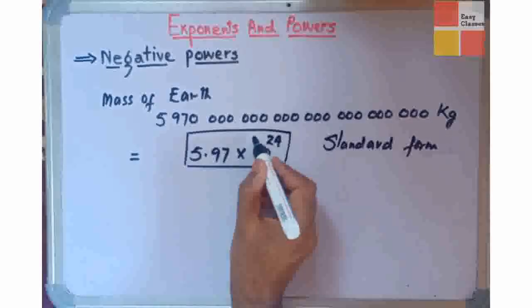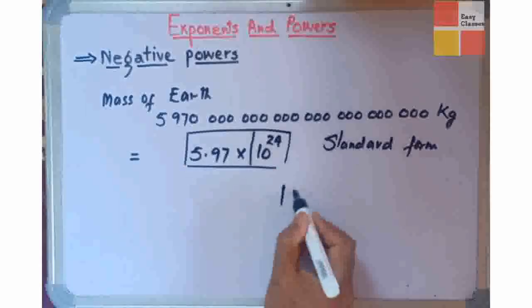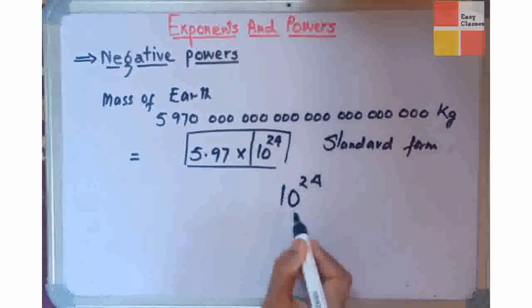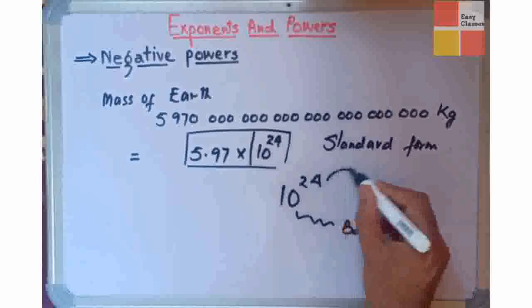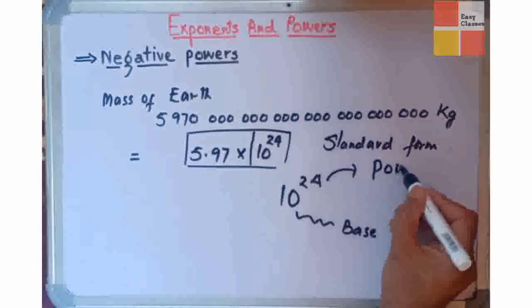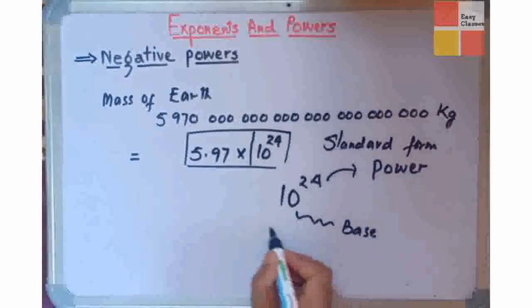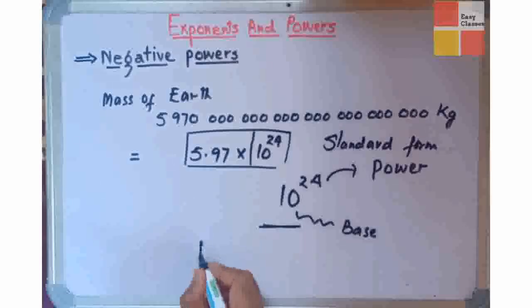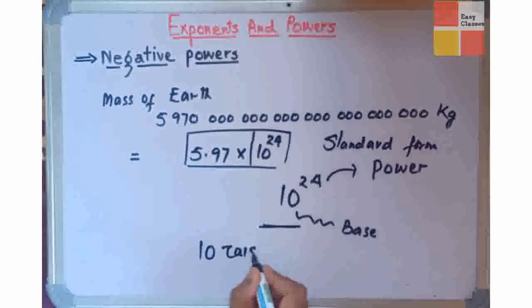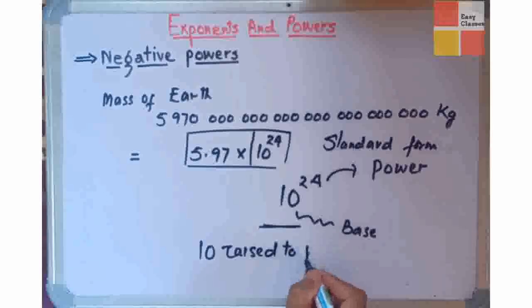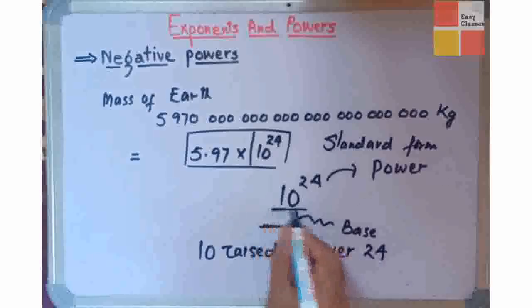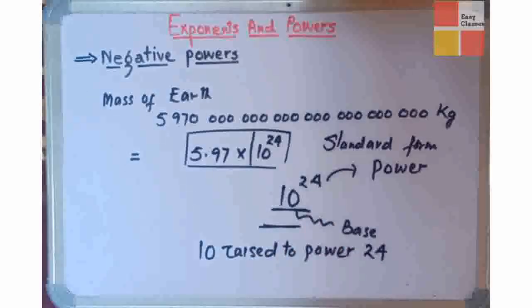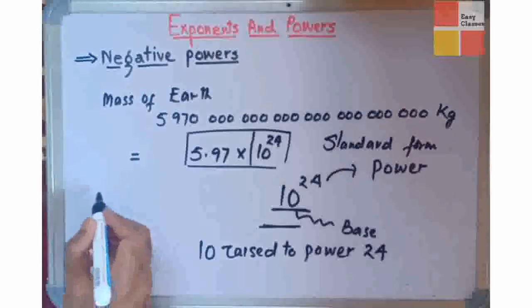Okay, first I will tell you what this 10 raised to 24 is. Now this 10 is called the base, and this is called the power. And we read it as 10 raised to power 24. Okay, I will give you another example.